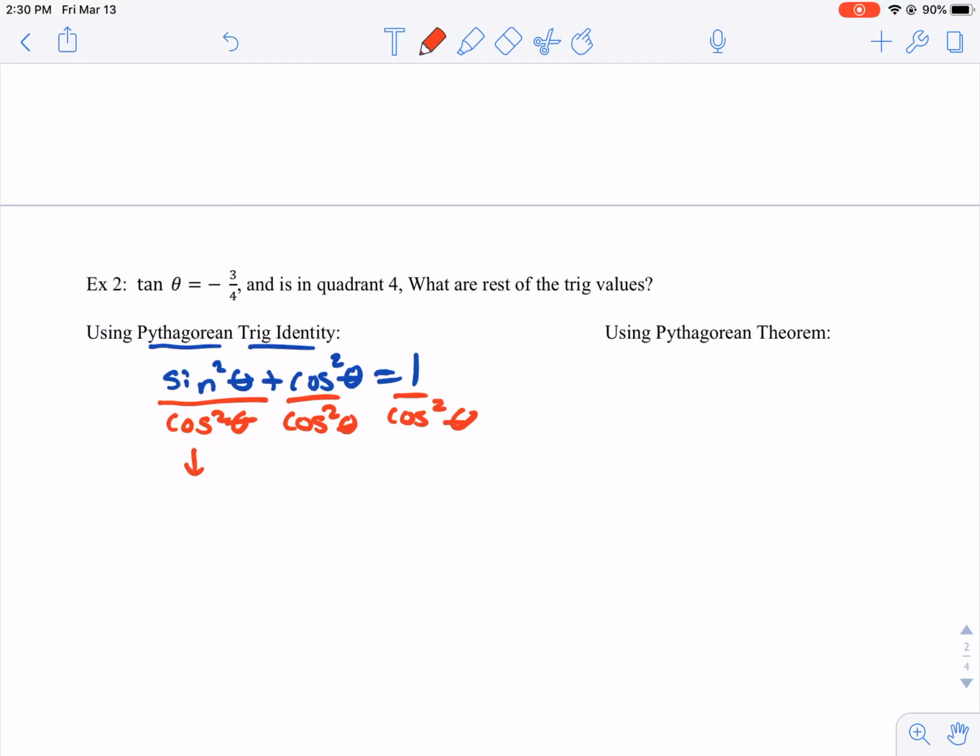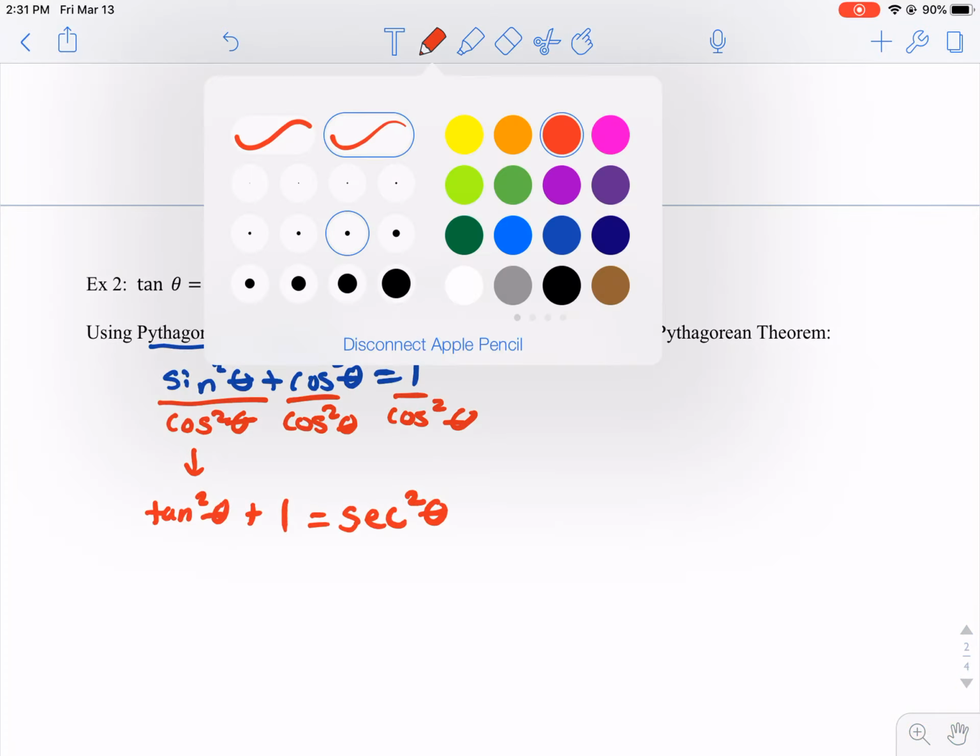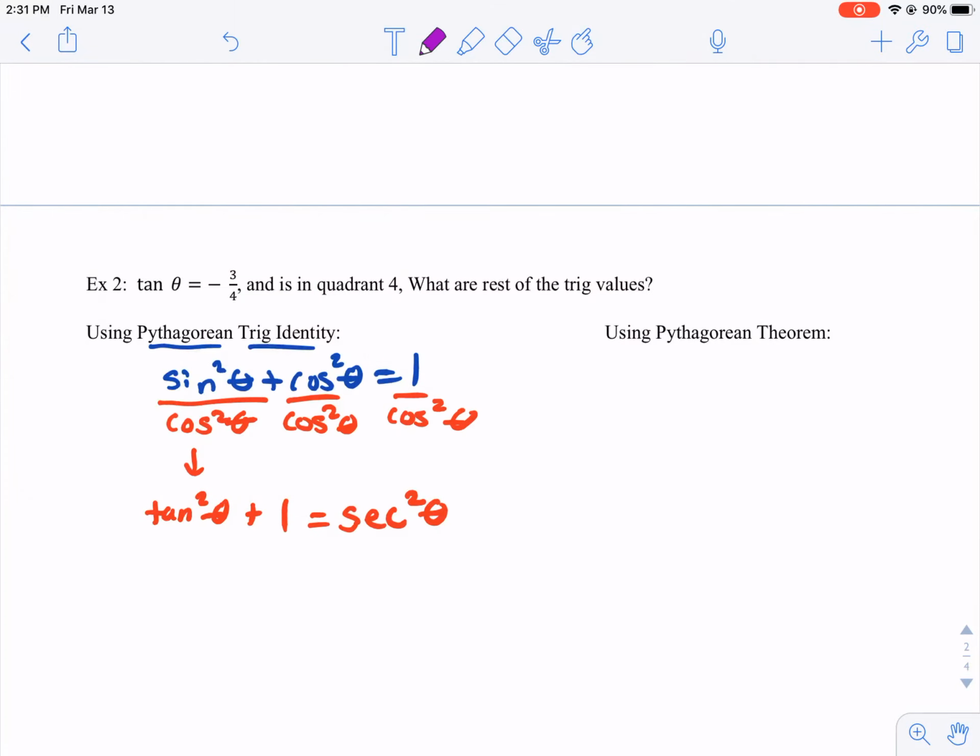So this turns into a tan squared. Cosine divided by itself is 1. And the reciprocal of cosine is secant, so this is going to be a secant squared. Now that I have come up with the identity, I can fill the tan in. Tan is negative 3/4, so I have negative 3/4 squared plus 1 equals secant squared.